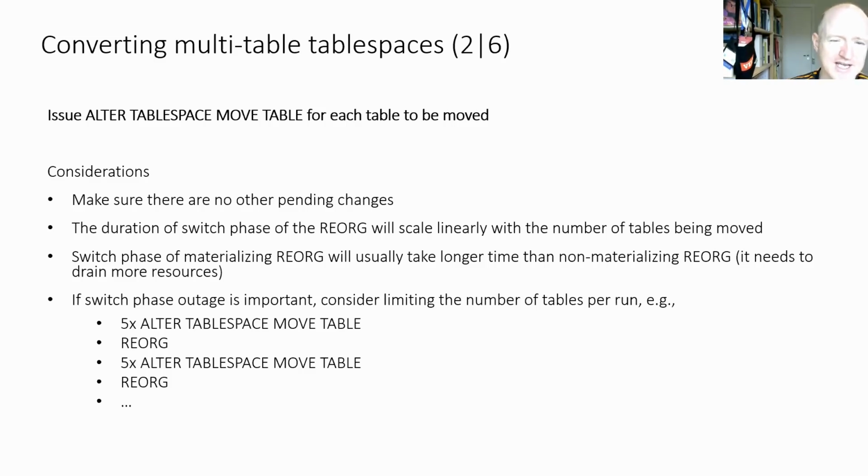So if application availability is important for you, you can consider batching the alters and reorgs. For instance, you might do 5 alters, move 5 tables, then do a materializing reorg to move those 5 tables. Then you do another 5 alters, then reorg, etc. Obviously now you're trading application availability with the cost of a reorg, but that is one option.